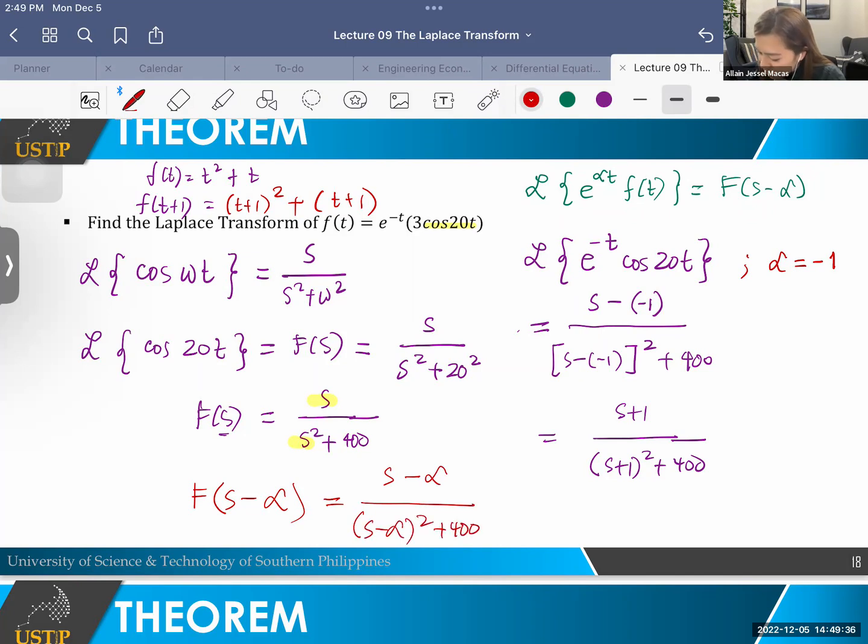Okay, and we have an alpha, which is the coefficient of the exponent of the exponential, which is negative 1. Okay, that's why it becomes negative 1 there. And s minus negative 1. So, to simplify, we have this expression. Where are you confused?